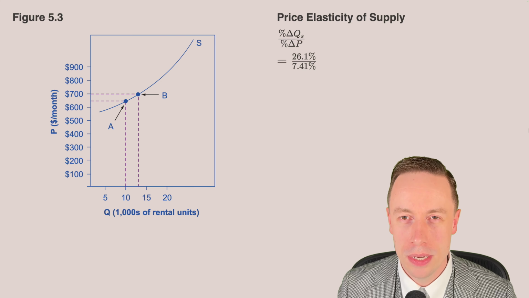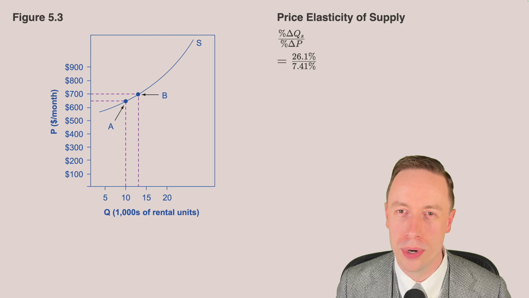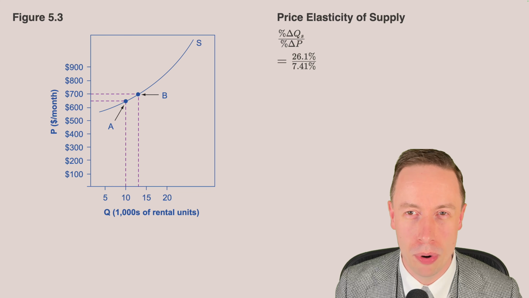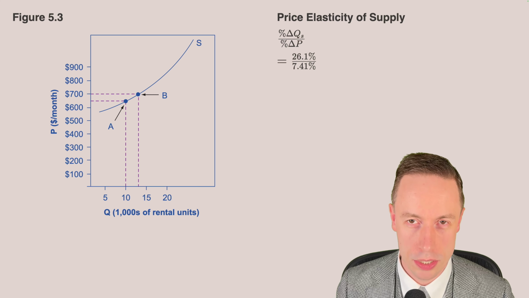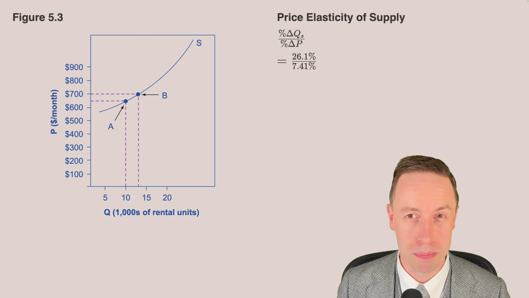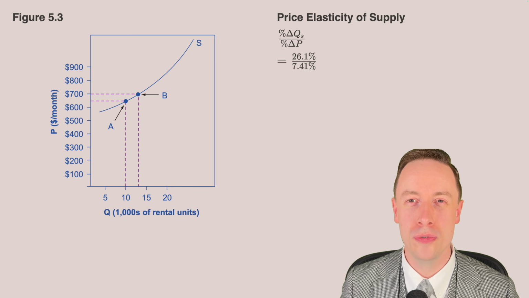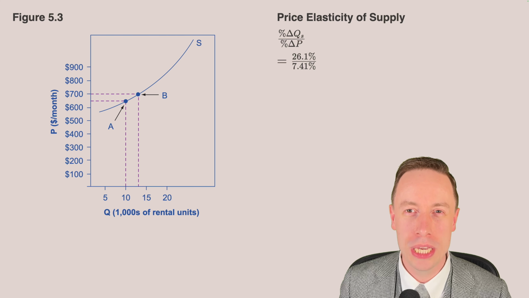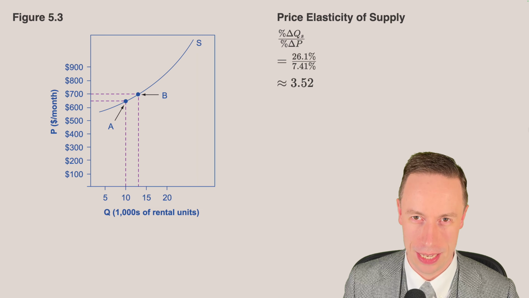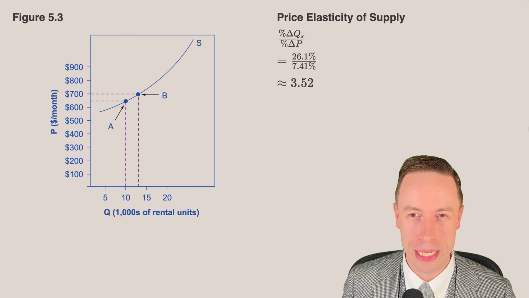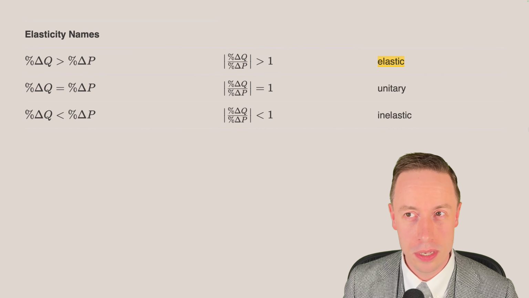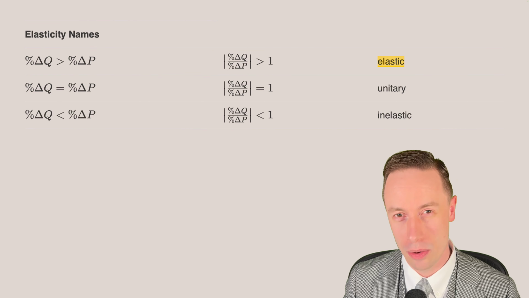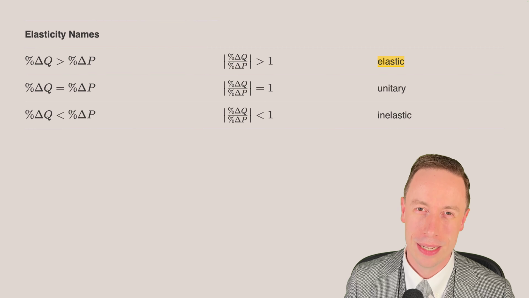Let's go ahead, based on that, calculate our price elasticity of supply. So we're observing here that we have a 26.1% change in quantity caused by a 7.41% change in price. Relative to the change in price, quantity moves much more. And that, of course, is what we call elastic, because the number is greater than 1. So these labels, that's not just the price elasticity of demand, that's all elasticities. Bigger than 1 is elastic, less than 1 is inelastic.